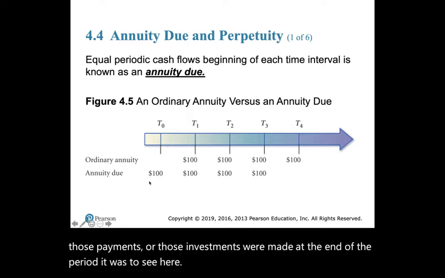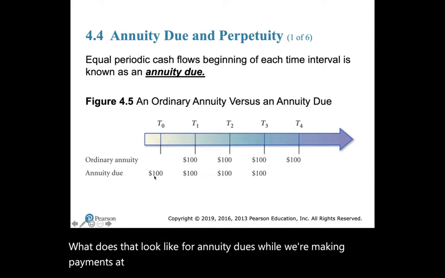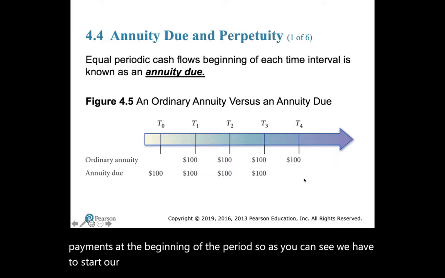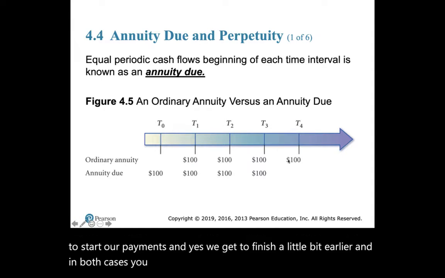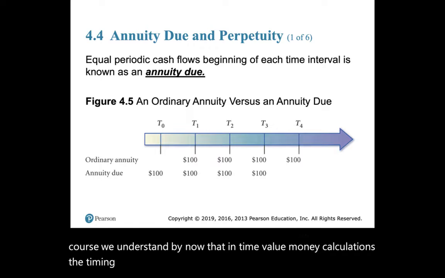What does that look like for annuity dues? Well, we're making payments at the beginning of the period. So as you can see, we start our payments earlier, and yes, we get to finish a little bit earlier. In both cases, there are still 4 deposits being made. But of course, we understand by now that in time value of money calculations, the timing in which those payments are made affects the value of that investment.